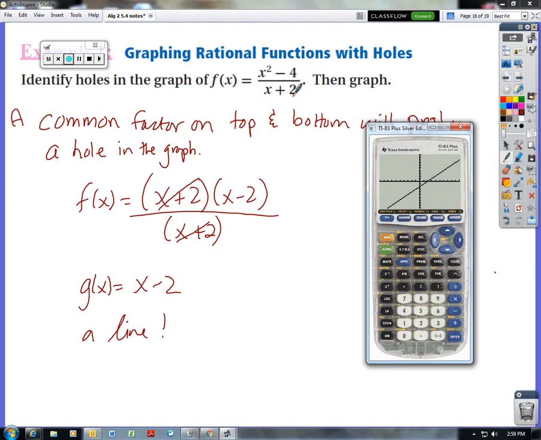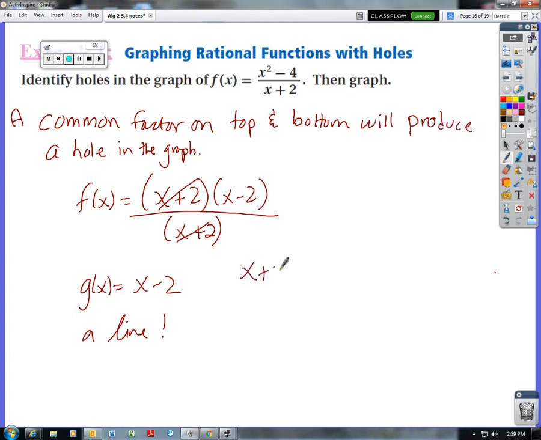However, it is not a solid line. It is not continuous. It has a hole. And the hole is where the common factor equals 0. So x plus 2 is common to top and bottom. What you're going to do is set that equal to 0 and solve. And at x equals negative 2, I have a hole.